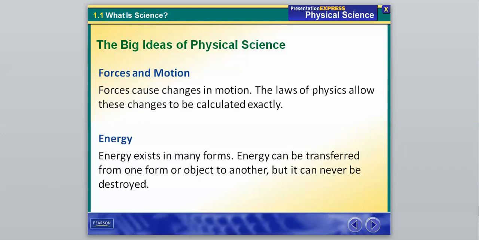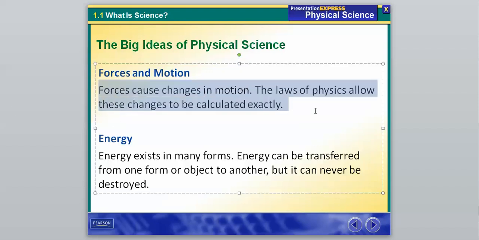And then our next big ideas are that forces cause change in motion, and the laws of physics allow these changes to be calculated exactly. So law is a big thing that shows something that's been proved over and over again. The laws of physics are going to allow us to calculate how fast a pitcher with a certain body weight and certain arm speed can throw a fastball. All of those things are going to be able to be calculated almost exactly.